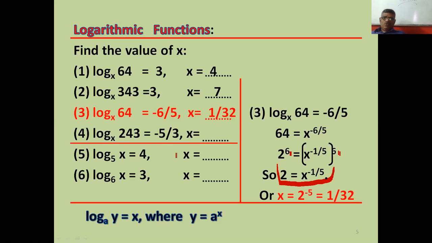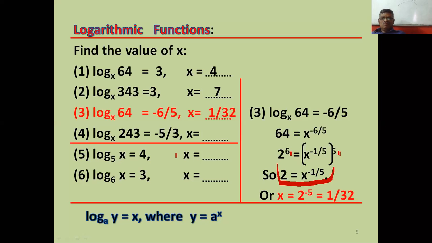243 equal to x raised to minus 5 by 3. I can make the same power 5 in both. 243 is, can you say something raised to 5? 3 raised to 5. Yes, it is 3 raised to 5. So 3 raised to 5 equal to x raised to minus 5 by 3, or 3 raised to 5 equal to x raised to minus 1 by 3 raised to 5.